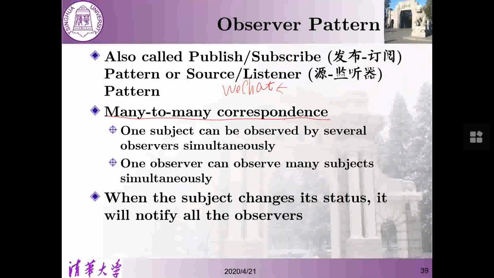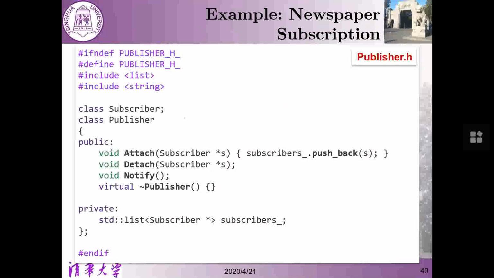We are subscribers. And each one of us can subscribe many different public accounts. So we can read different articles from different sources, right? So that is many-to-many. And each public account has many listeners or subscribers. So this is many-to-many correspondence. And when the subject changes the status, it will notify all the observers. When the public accounts write new articles, they will publish, right? Then all of us can read the articles, right? So this is how we design this publish subscribe pattern.